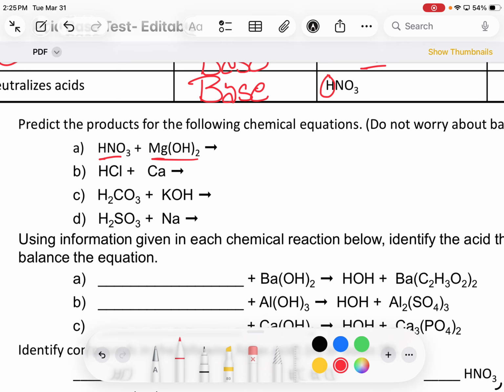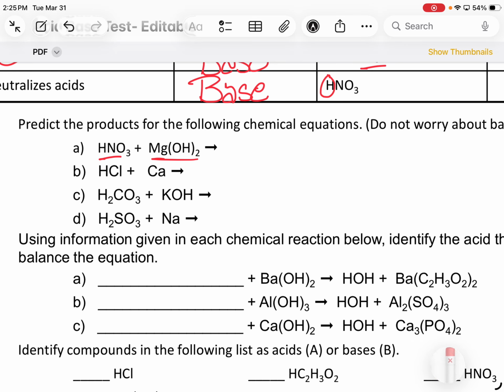And by the way, I'm going to go ahead and switch my color from red to blue because red's been a little scary. Not scary, aggressive. The cations are going to switch places. And by the way, what's going to always be one of our products? It's always going to be water. It's going to be one of our products, as well as the salt that we form.